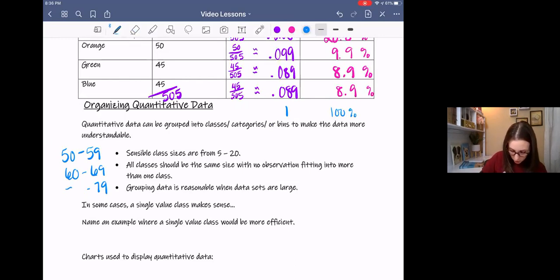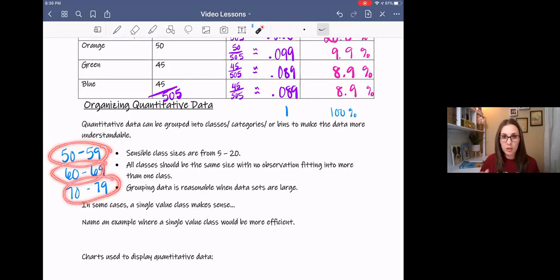You also need to make sure that your class sizes are the same. So all of these are 10, a length of 10.